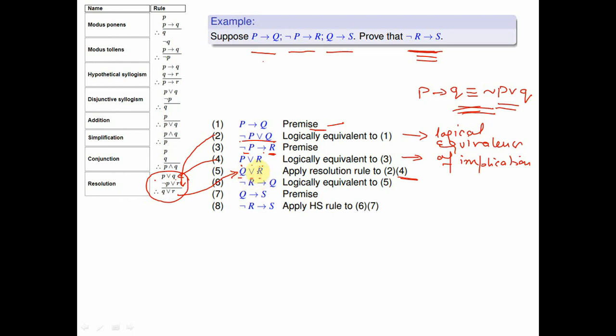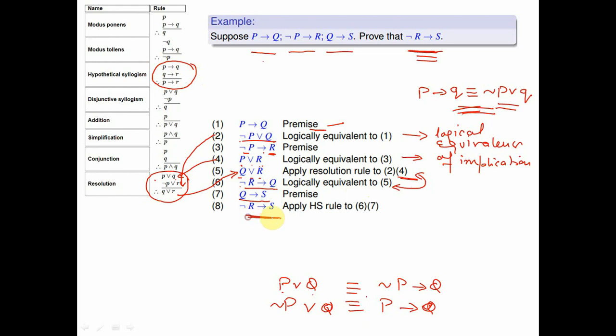Now I apply the reverse equivalence. Now we know that if I have, let us say, negation of P or Q, it is equivalent to P implies Q. Suppose I have P or Q, so this will be equivalent to negation of P implies Q, right? See over here, I have Q or R. Q or R will be logically equivalent to negation of R implies Q, right? The logical equivalence. So I have negation of R implies Q and I have a premise Q implies S. So I can apply hypothetical syllogism over here. So which gives me negation of R implies S, right?